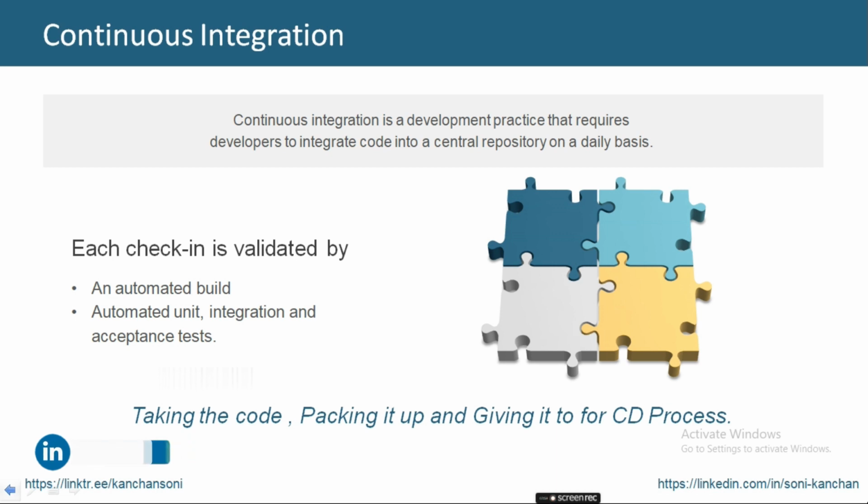It is like when they develop 1 or 2 lines of code or hundreds of lines of code, they have to follow the practice of pushing the code into the central repository in a continuous manner, so that continuous integration will take place by Jenkins. So each check-in is validated by an automated build, automated unit, integration and acceptance testing.